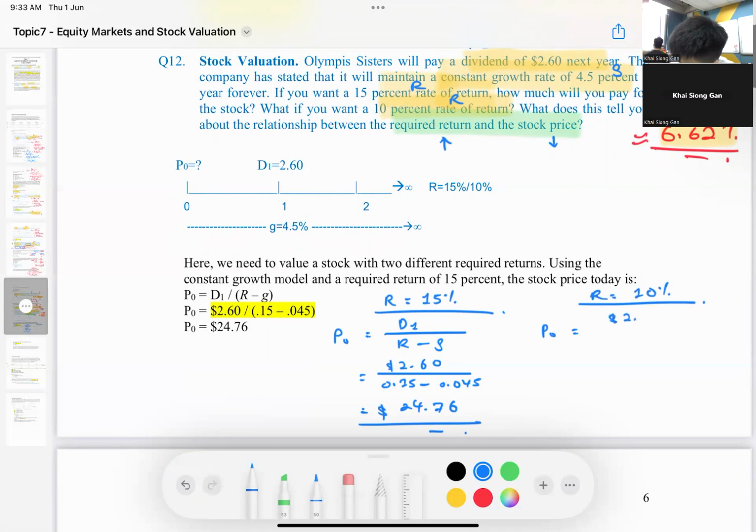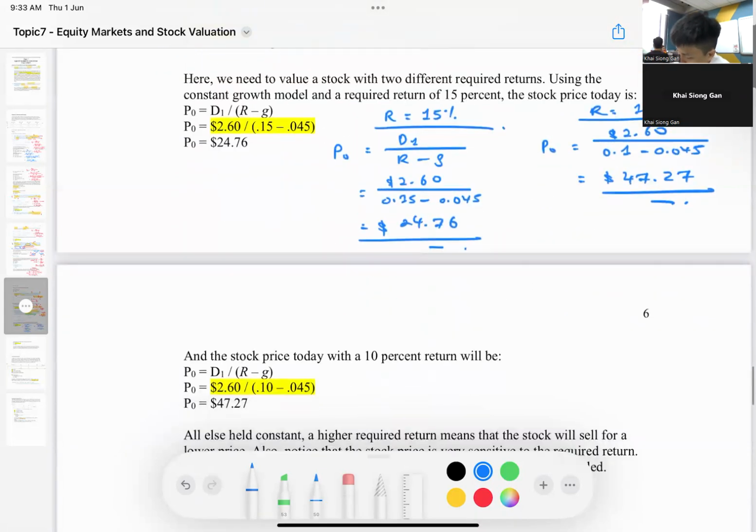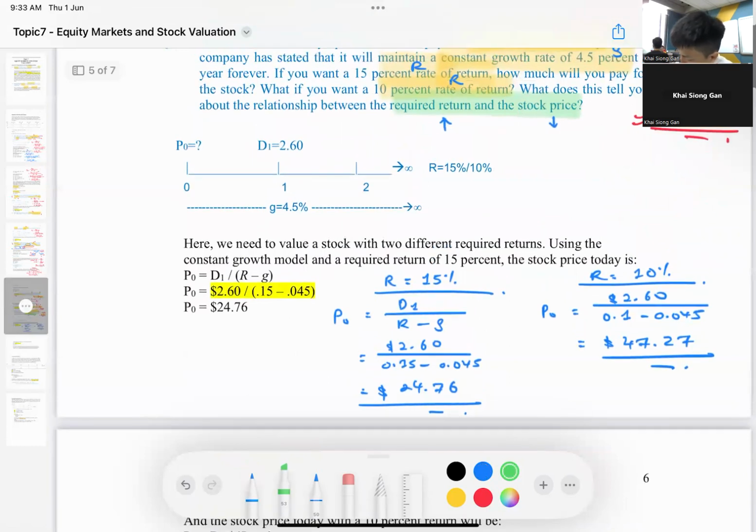P0 equals 2.6 divided by 0.1 minus 0.045. Okay, and then you get 47.27. Okay, that's the answer for that question. At the end, you can see the negative relationship. You can see that when the required rate of return is lower, the share price will be higher. And when this is higher, then this will go lower.